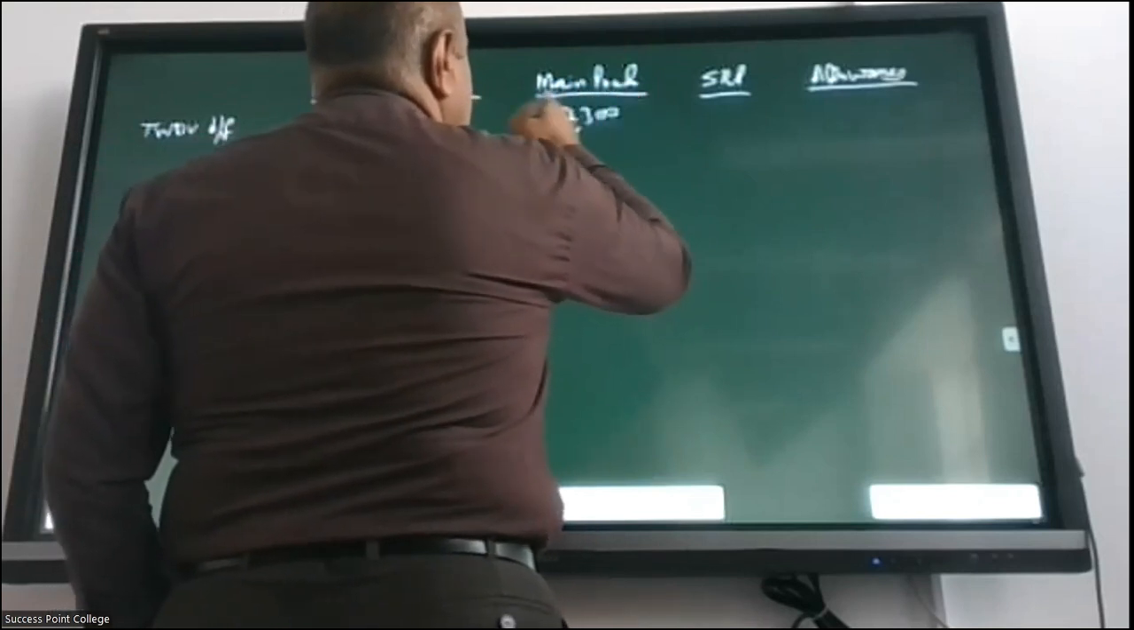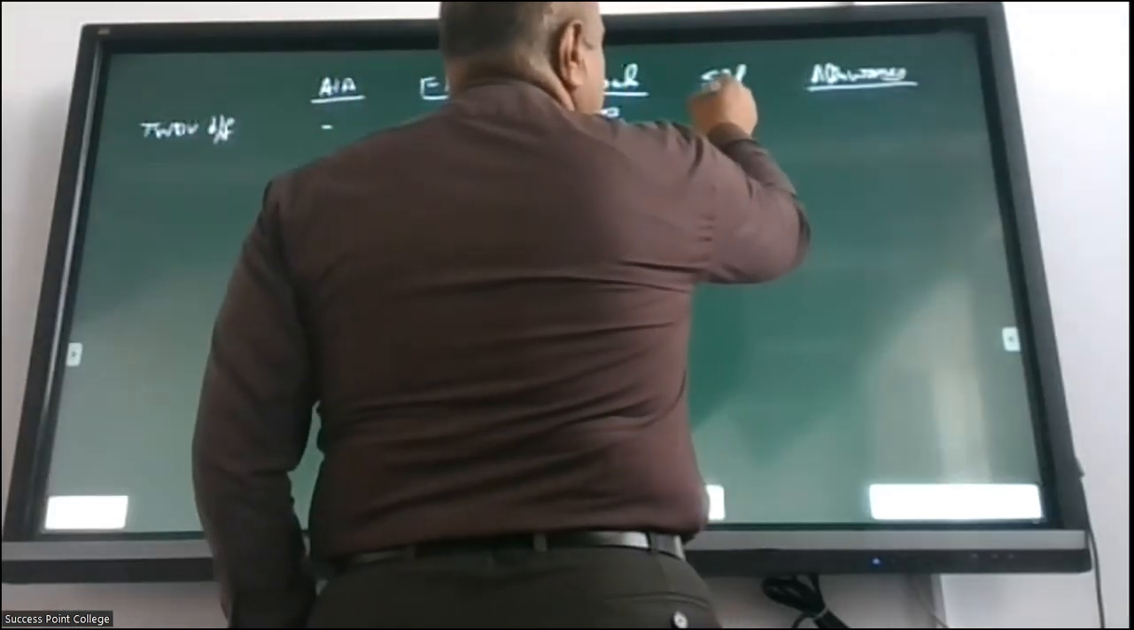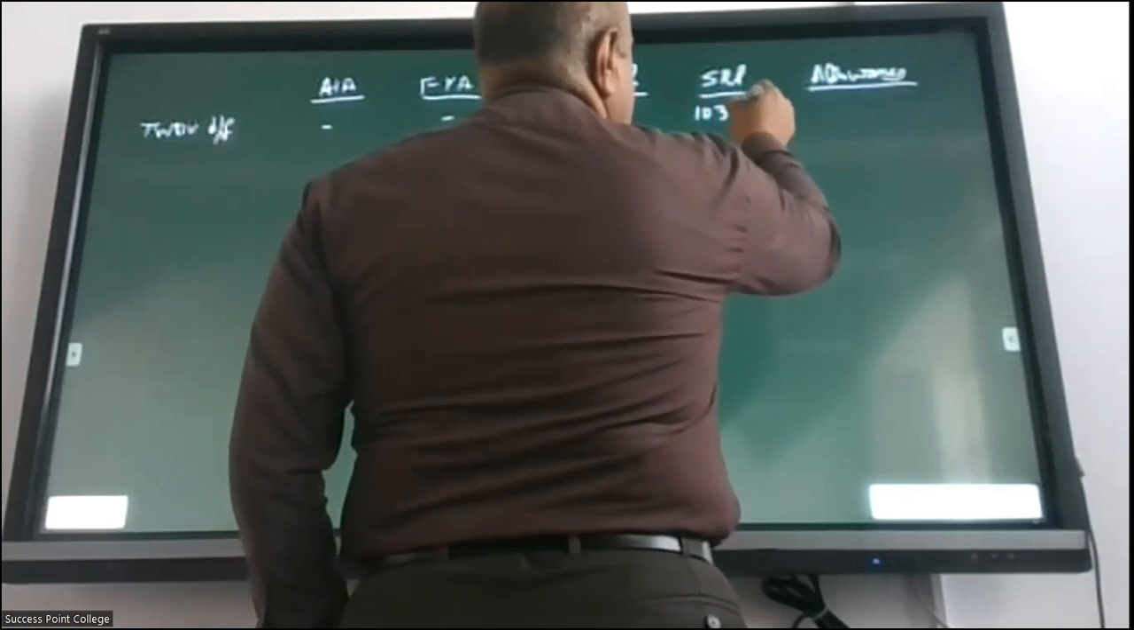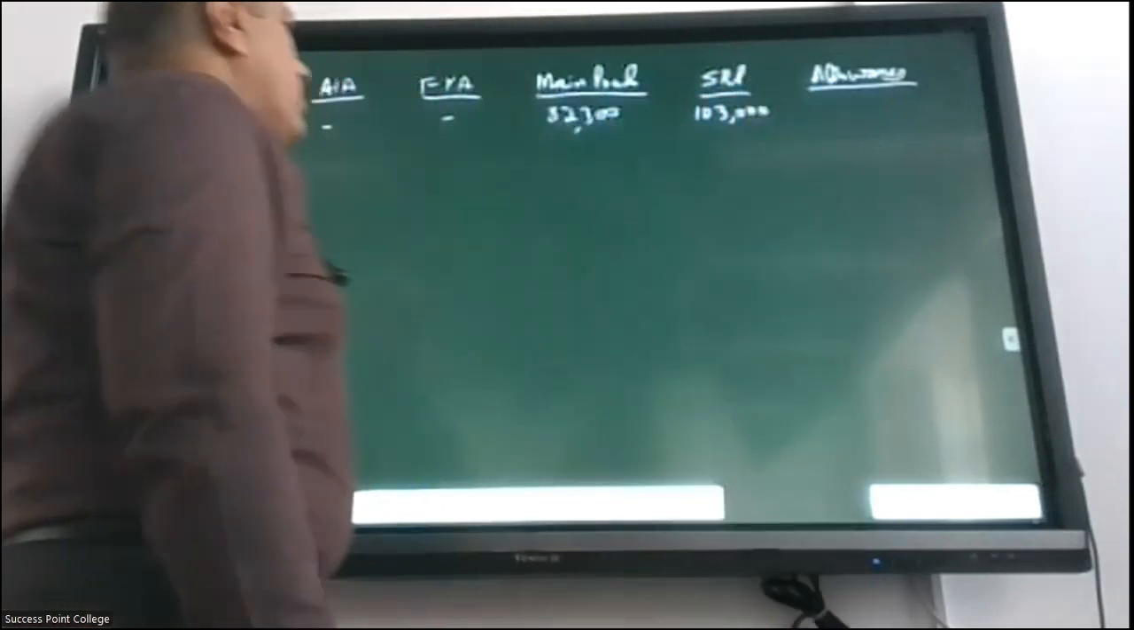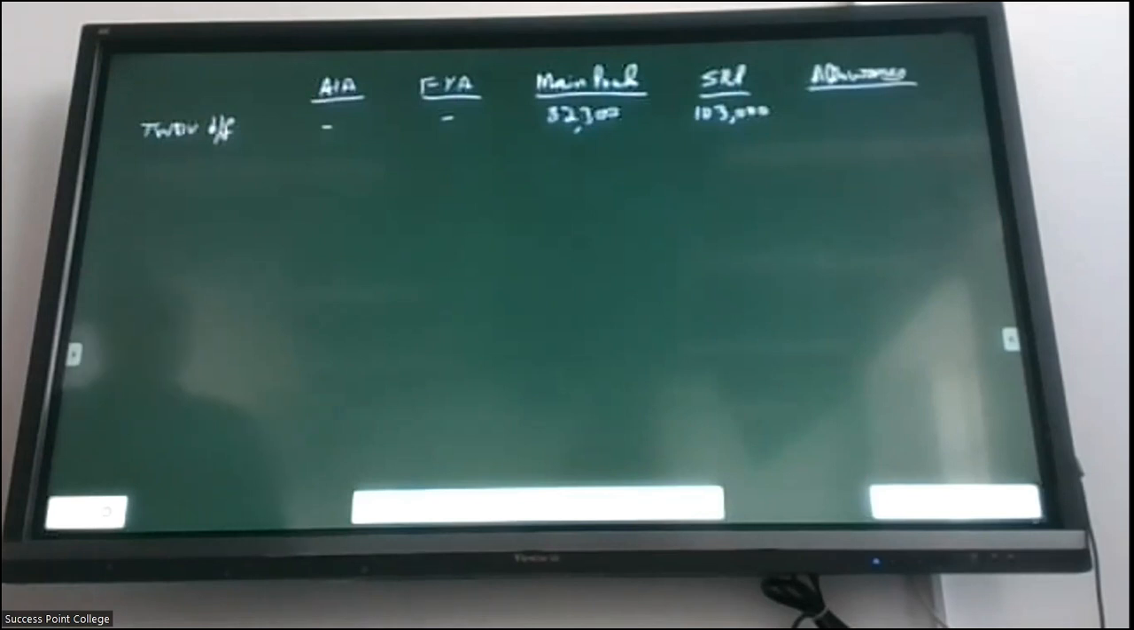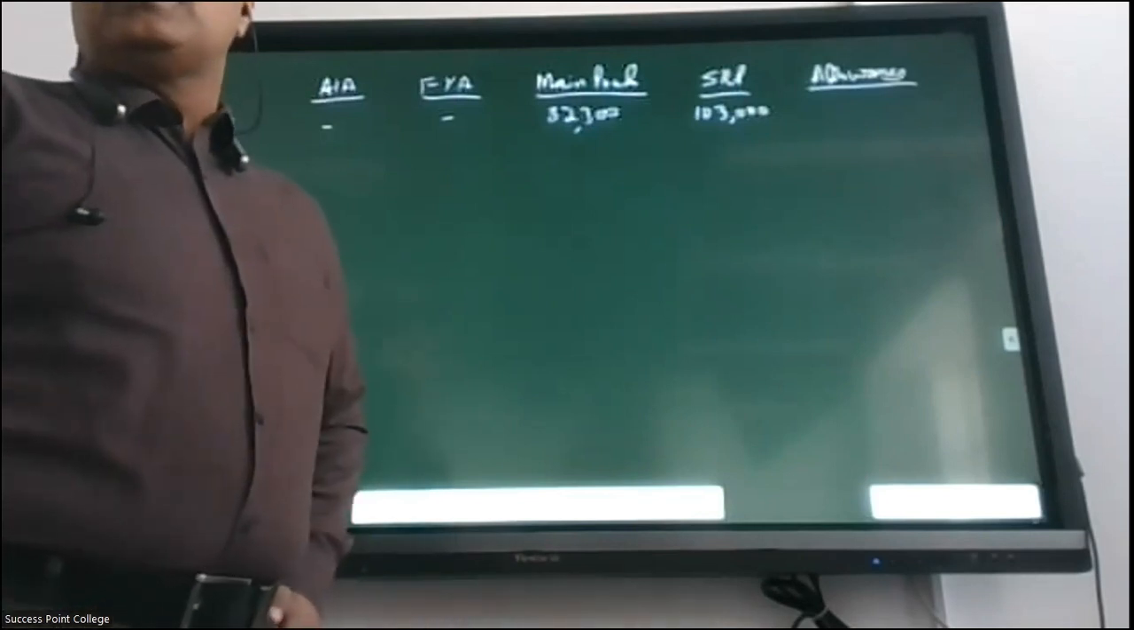32,300, and for special rate pool 103,000. So these are the opening balances. Okay, so let's first go for is there any zero emission car purchase?